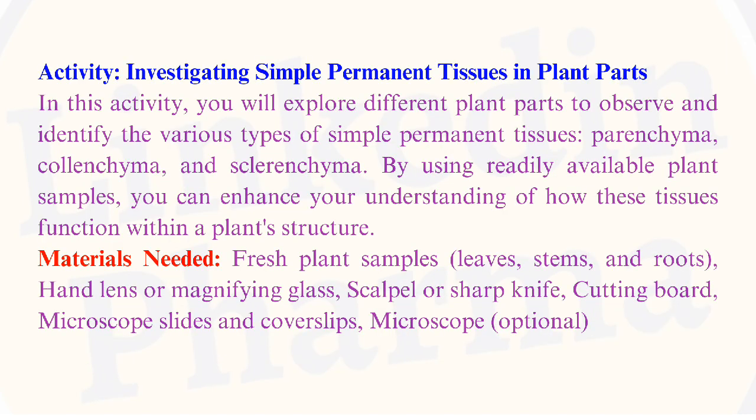Activity: investigating simple permanent tissues in plant parts. In this activity, you will explore different plant parts to observe and identify the various types of simple permanent tissues: parenchyma, collenchyma, and sclerenchyma. By using readily available plant samples, you can enhance your understanding of how these tissues function within a plant's structure. Materials needed: fresh plant samples (leaves, stems, and roots), hand lens or magnifying glass, scalpel or sharp knife, cutting board, microscope slides and cover slips, microscope optional.